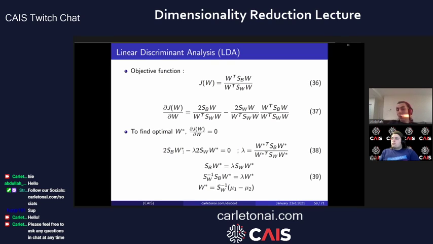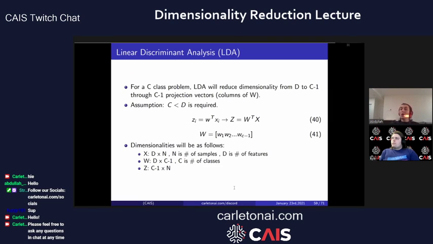So you simply now isolate W star, and you end up with a solution, which is the inverse of the within class scatter matrix multiplied with the distance between the means, right? So we solved LDA for a two-class classification problem. But what if you have a C-class classification problem? What if your data have more than two classes?